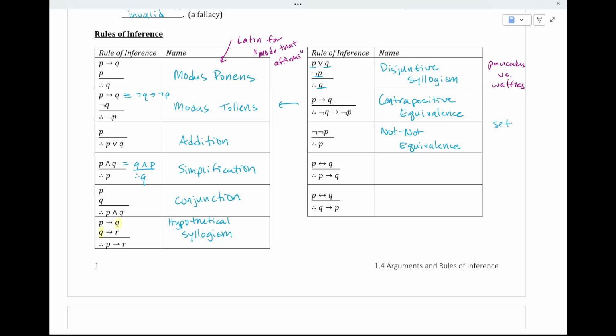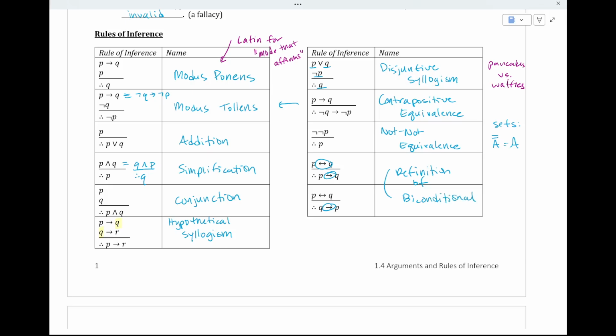We had a version of this with sets. We had A complement complement is the same thing as A. So this is not not P is the same as P. Last two are basically the same, just one opposite of the other, and that's biconditional. P if and only if Q, therefore P implies Q, and also Q implies P. It goes both ways. So you can kind of break up this arrow separately. So these are both the definition of biconditional.